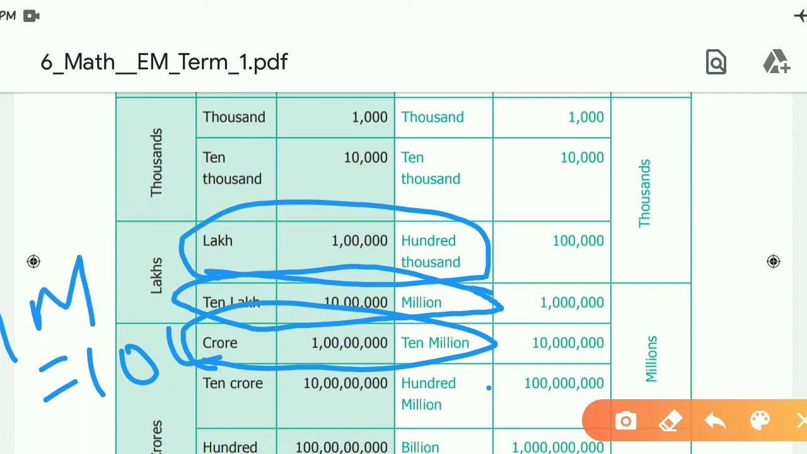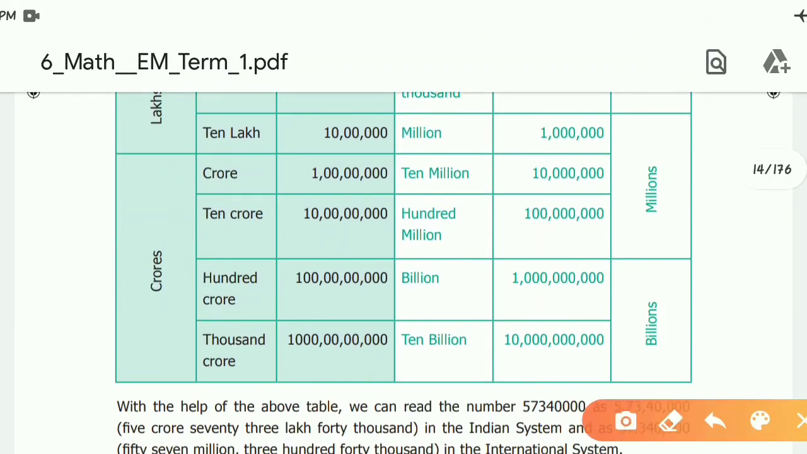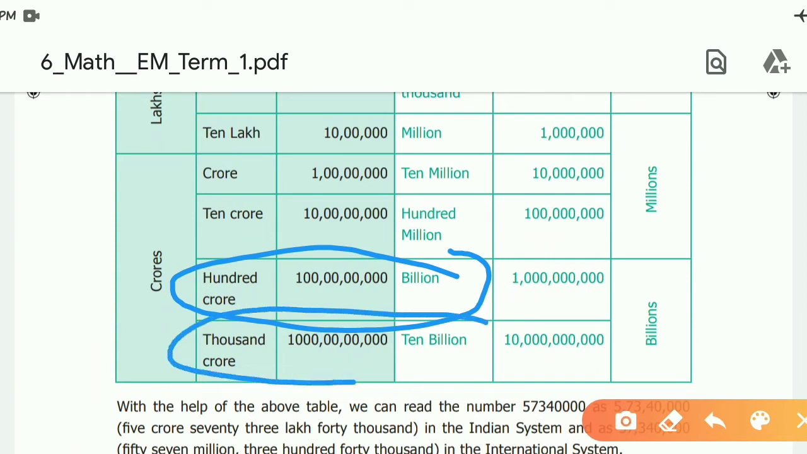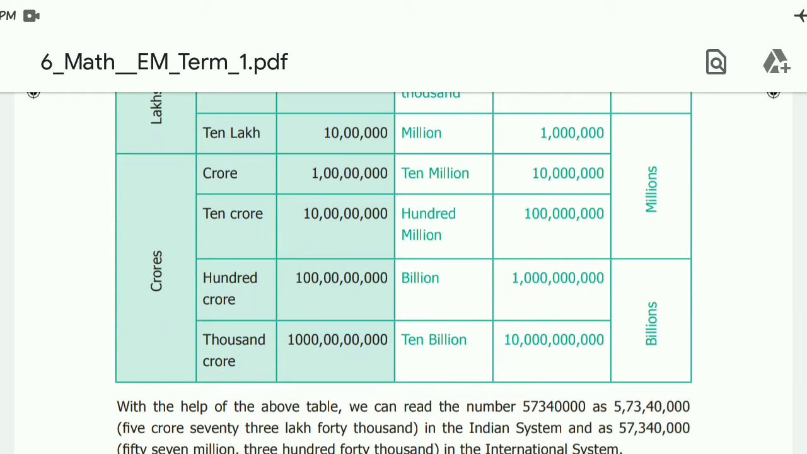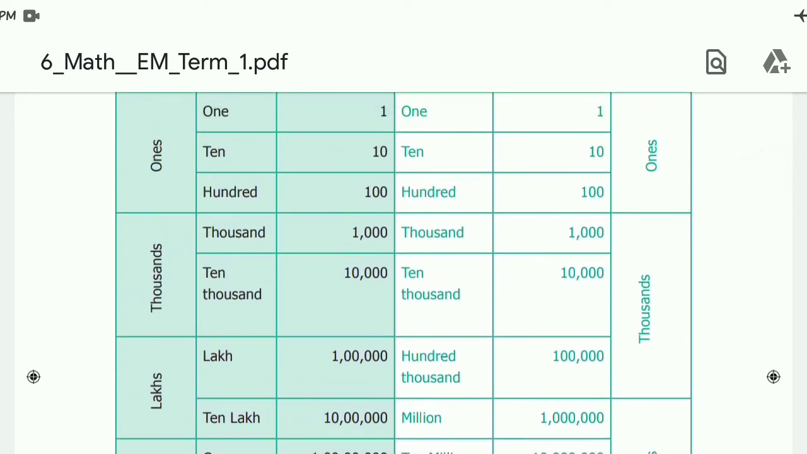100 million means 10 crore is equal to 100 million. The next one, billion means 100 crores is called a billion. That means 1 billion. 10 billion means 1000 crore is called 10 billion. Do you understand the Indian number system and international number system? Okay. Next, we see some example problems.